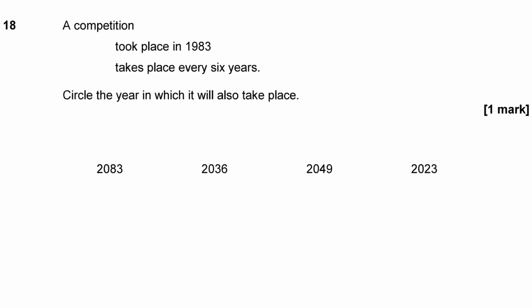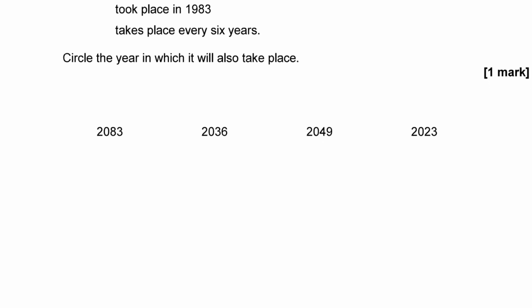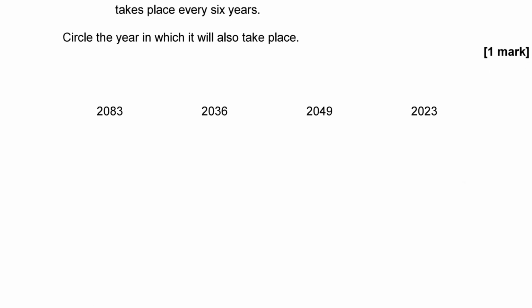Question 18. A competition took place in 1983 and it takes place every 6 years. Circle the year in which it was also taking place. Okay, so it took place in 1983, and it's going on every 6 years. So aren't we just adding on 6 to 1983 until we get to the right one? Well, let's do that then.